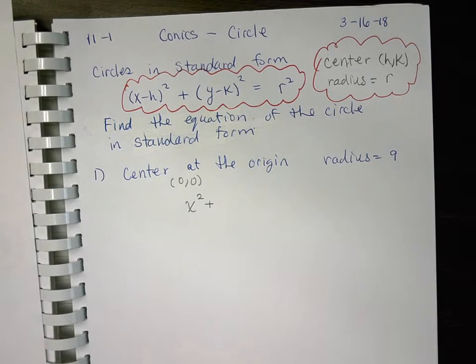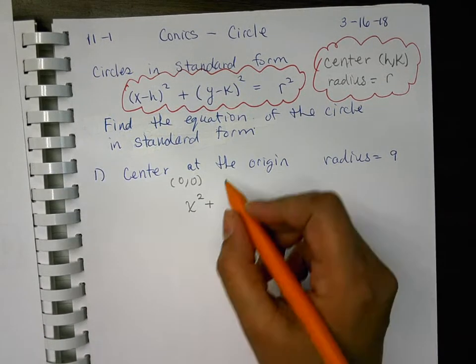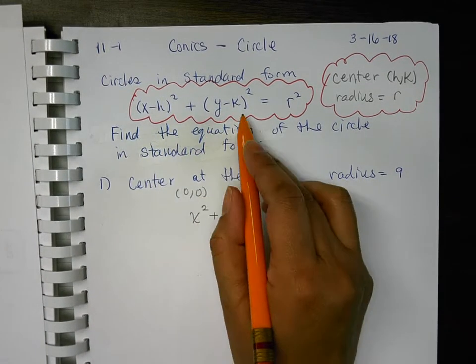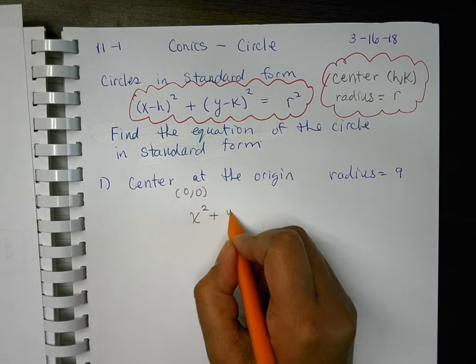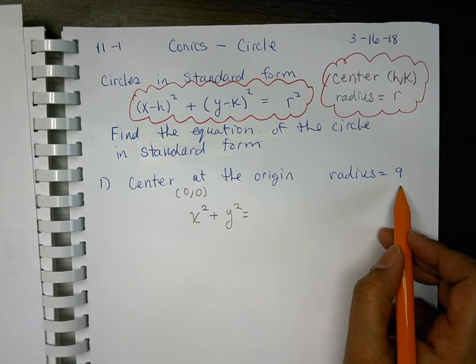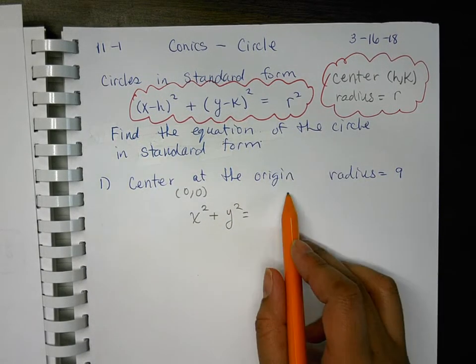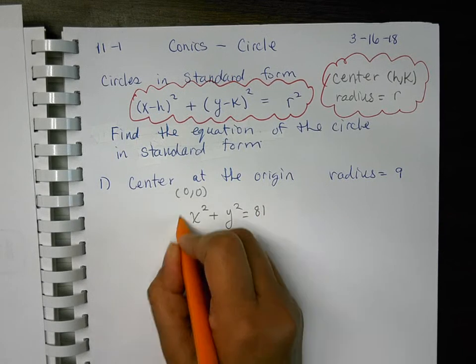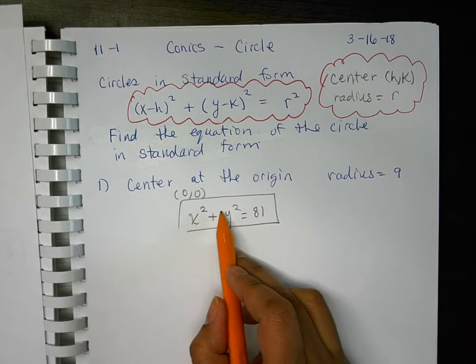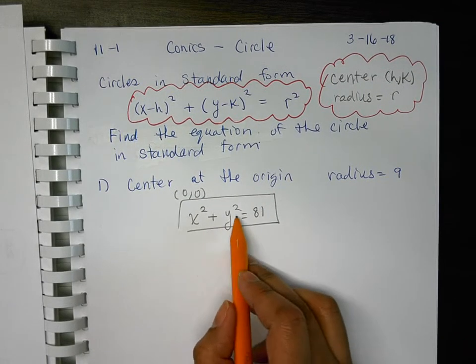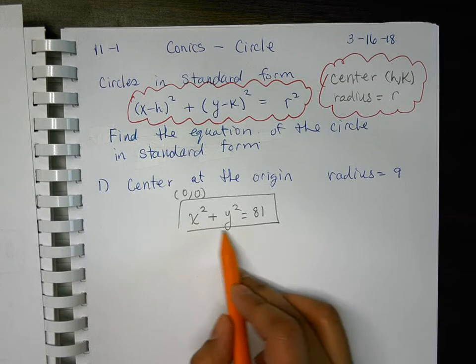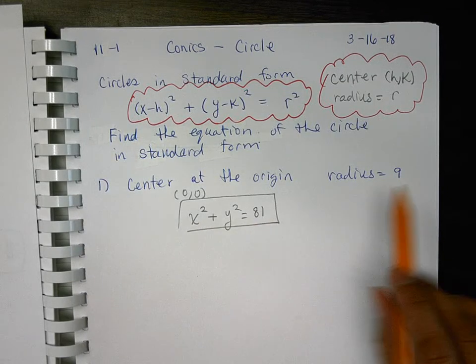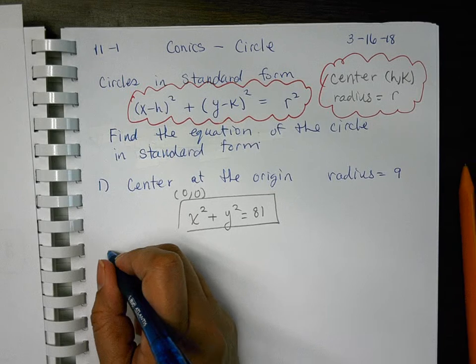Okay, ready? Plus, and then we have y minus 0 squared, so that's just what? Equals, the radius is 9, and I square it, so what does it equal? 81. Now, if I gave you this and asked you what's the center, would you get 0, 0? And if I asked you what's the radius, you'd square root, would you get 9? All right, questions? Easy enough?